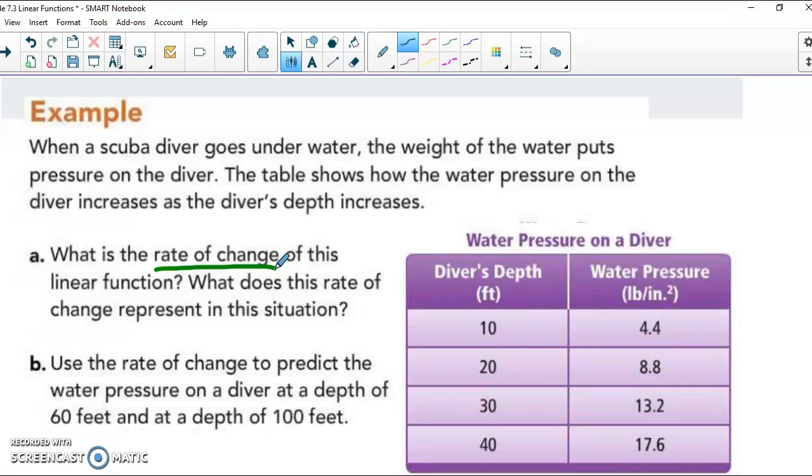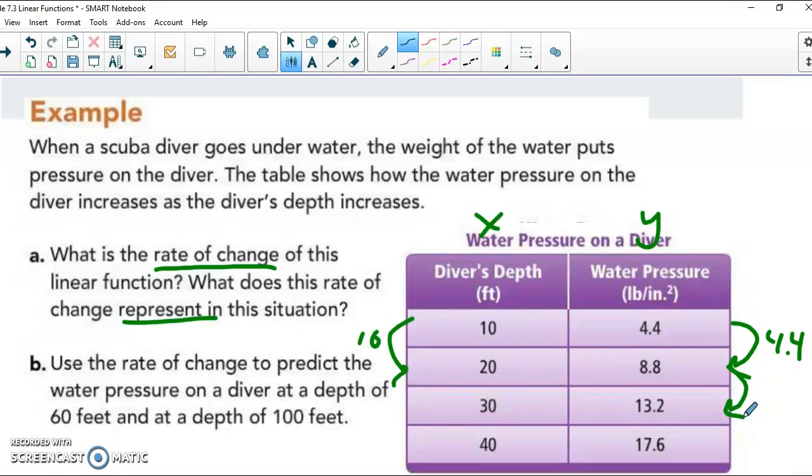So I need to find that change in y over the change in x and figure out what this represents in this situation. So let's look at our table again, knowing that my x's are my inputs and my y are my outputs. So here I'm looking at the change from 4.4 to 8.8, and I see that this is an increase of 4.4. In my x values, I am starting at 10 and ending at 20, so that's an increase of 10. So far my change in y is 4.4, my change in x is 10. Let's see if that continues.